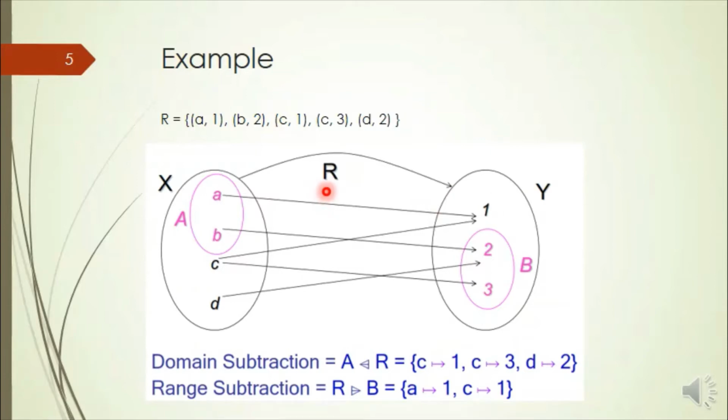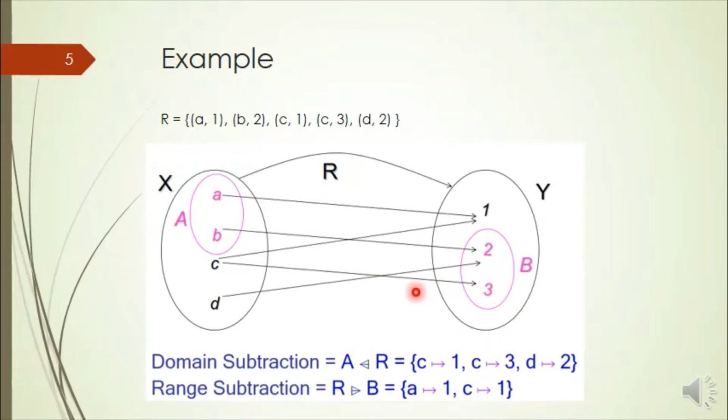Whenever we apply the domain subtraction operator, we consider a set A, which is a subset of domain set X, and it includes two elements A and B. So the domain subtraction operator would return another relation which includes ordered pairs without the elements of set A. You can see that the answer of this operator has 3 ordered pairs, which don't include the ordered pairs with elements A and B.